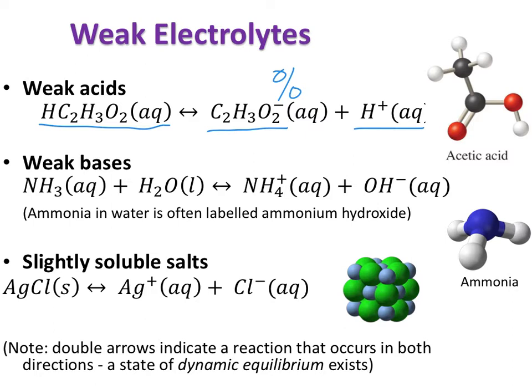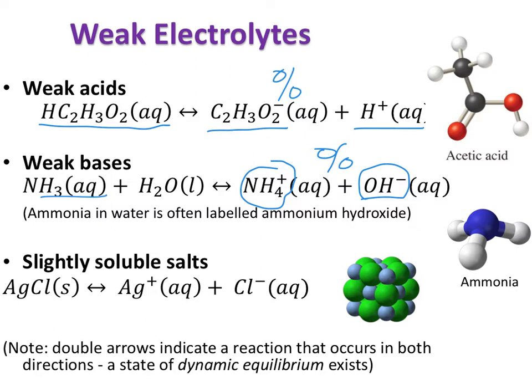An example of a weak base is ammonia. Ammonia is a Bronsted base accepting a hydrogen ion from water to produce the ammonium cation and the hydroxide anion, which makes it a base. Again, most of the compound is in the ammonia form with a small percentage in the ammonium and hydroxide forms.